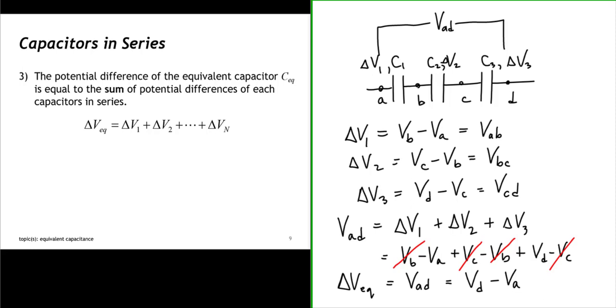So in summary, the charge on each capacitor in series is the same. And that charge is the same charge as the charge on our equivalent capacitor. While the potential difference of each capacitor in series sums to the total potential difference of our equivalent capacitor.